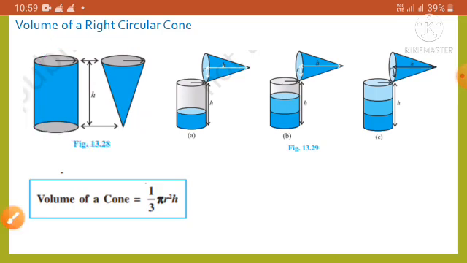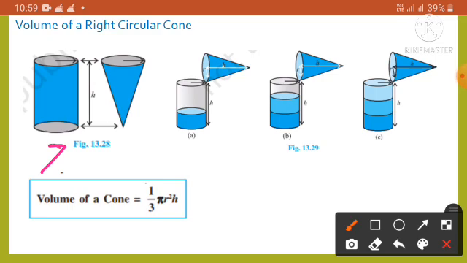Now we are trying to make a hollow cylinder and a hollow cone with the same base radius and the same height as in figure number 13.28. Then we can try out an experiment that will help us to see practically what the volume of a right circular cone would be, in figure number 13.29. So let us start like this.